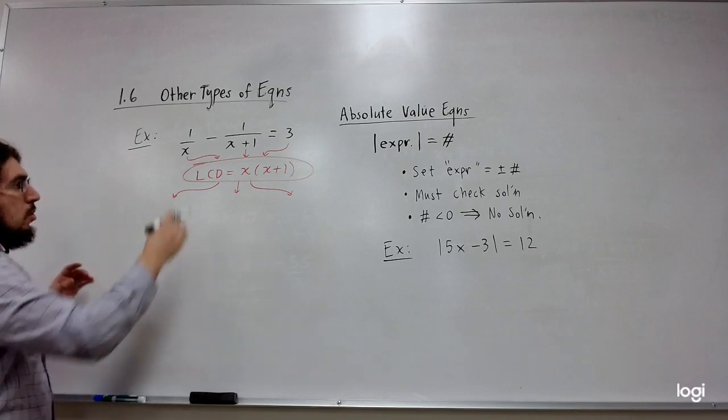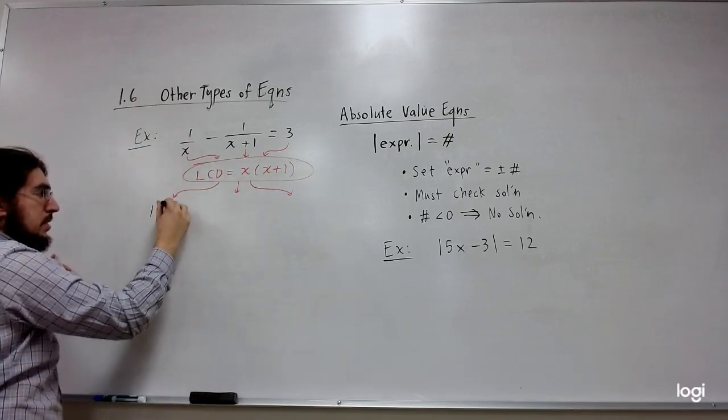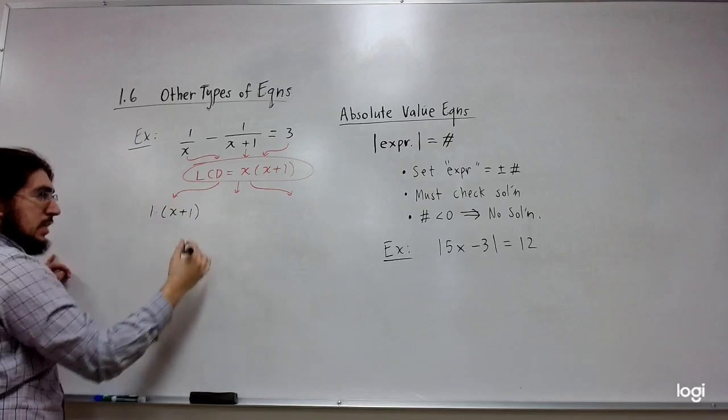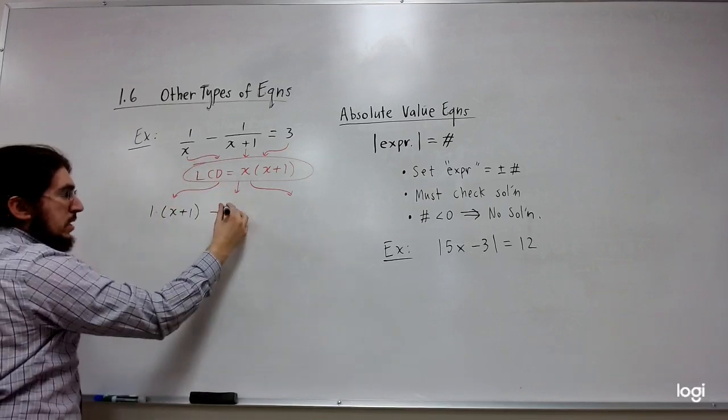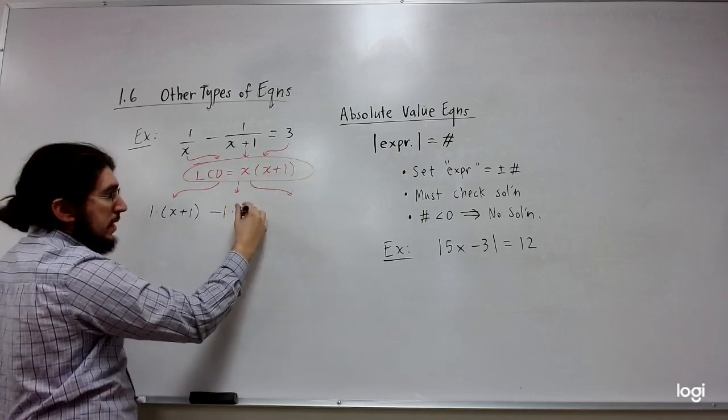Good. So when you multiply 1 over x by this, the x's cancel, so it's just 1 times whatever didn't cancel, x plus 1, minus 1 times whatever didn't cancel with this one, x plus 1 cancels, x doesn't, so times x.